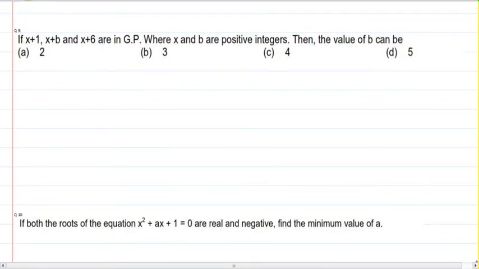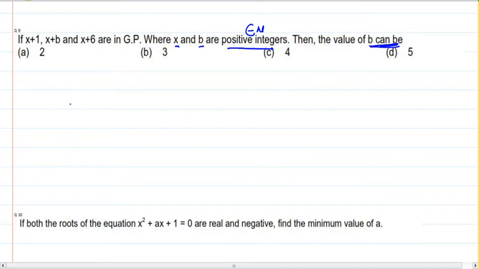X plus 1, x plus b, and x plus 6 are in geometric progression, where x and b are positive integers. Positive integers means natural numbers. Then the value of b can be. See, when you come across questions like can be, could be, you're looking for multiple possibilities. In this case, if you have answer options, I'll suggest you check answer options.